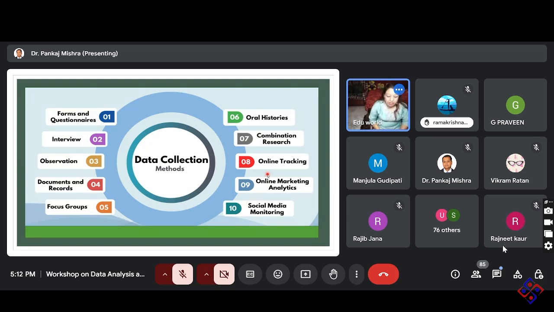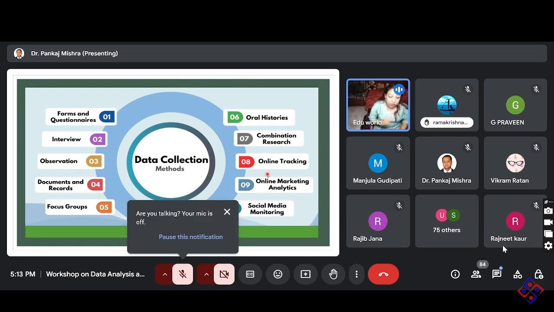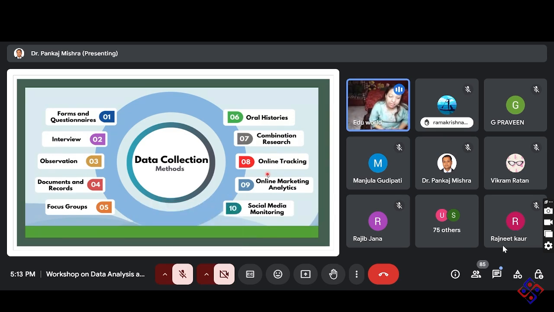Focus group is nothing. From the terminology, we can say that focus means the main center of attraction. So focus means the group which is very pertinent to my research. I'm focusing on that group. If I'm conducting research on tribal people, my focus group will be the tribal respondents. If I'm working on women empowerment, then the women will be my focus group, the main respondents who are the center of attraction in my research. Now we are coming to oral histories.